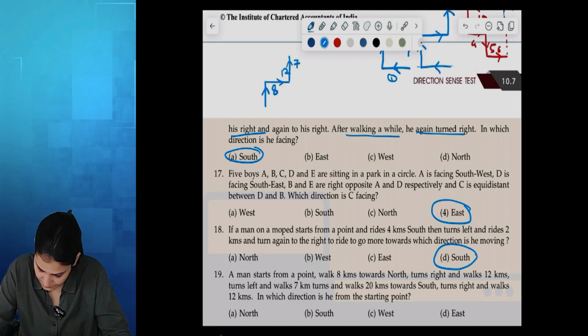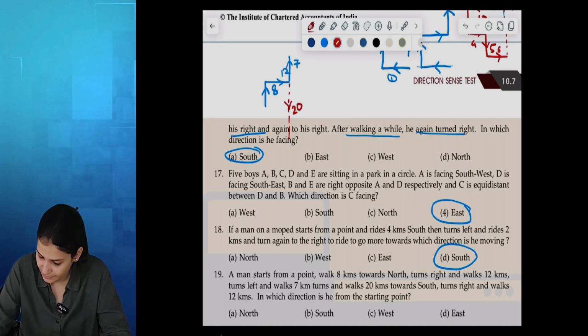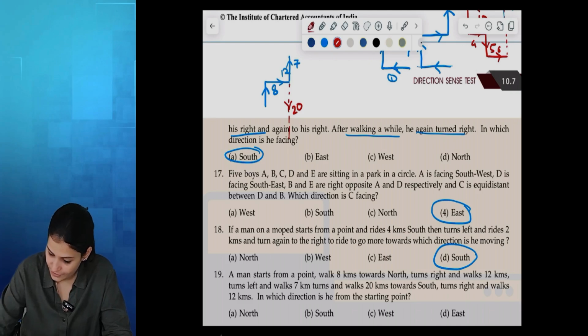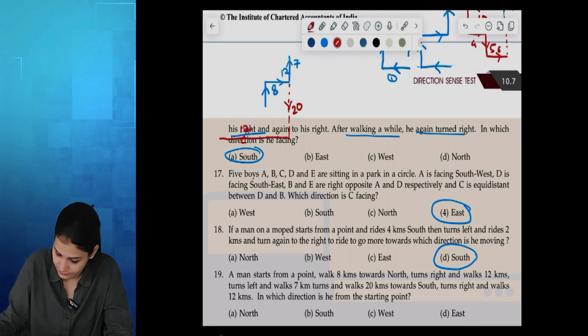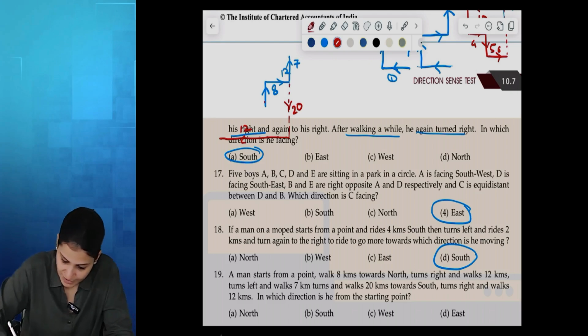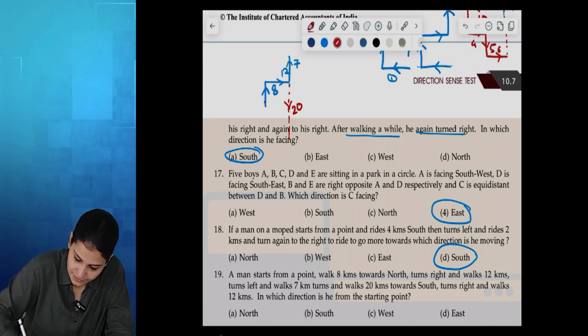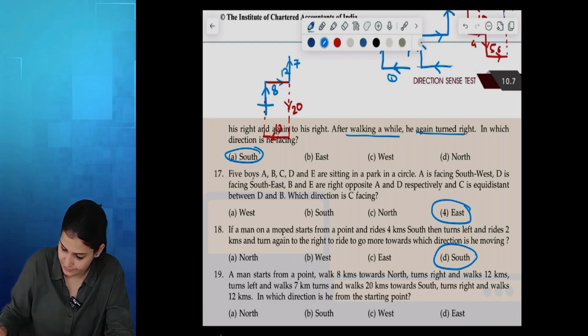Oh, I made a mistake in direction, sorry. Turns and walks 20 kilometers, 7, 8, 15, so it is opposite. Back side 20, turns back. Then turns right and walks 12. In which direction is he from the starting point? South, my fault, ma'am. This was already 12, na? So 12. So here if I draw, it is in the south side.